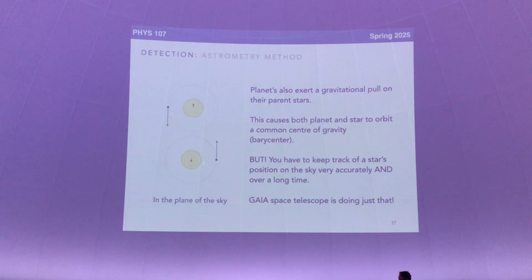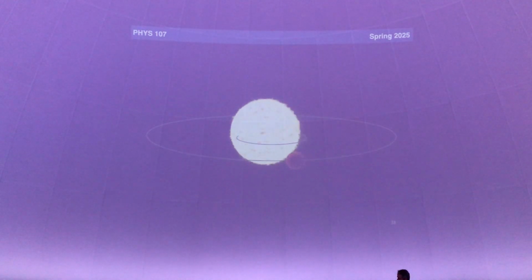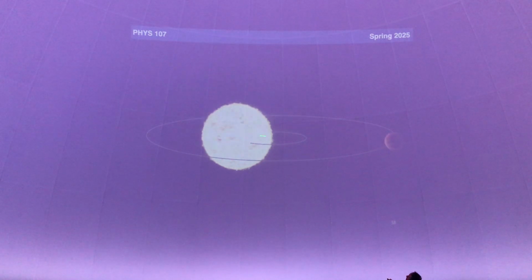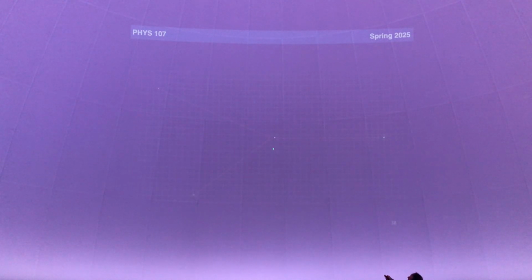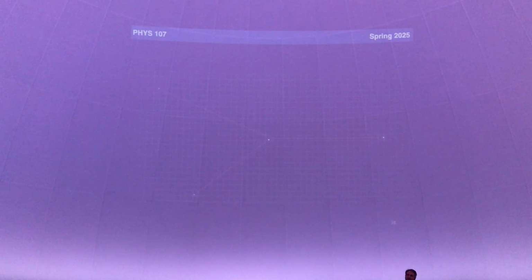But astrometry, we're looking at it top down. So now we're looking from the top, like we're looking on one of the poles. And so that's where you see the star move back and forth with respect to nearby stars. Right? We're looking top down and it's moving around. So astrometry catches the ones that we didn't get from radial velocity, because it's moving in the plane of the sky, it's not moving towards us.